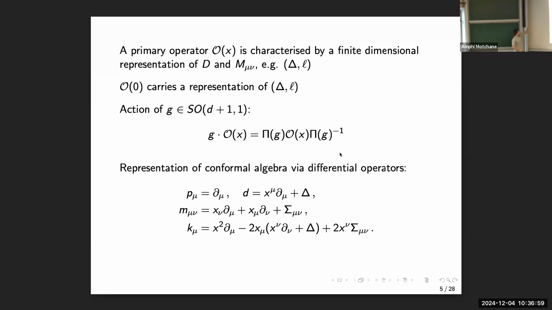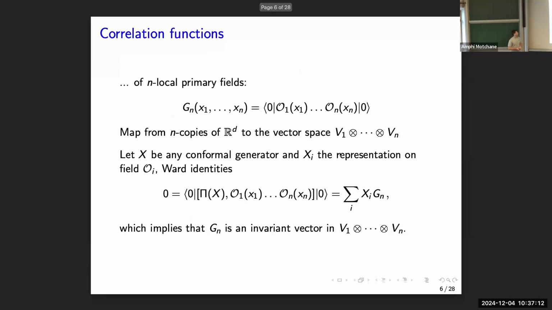we will be interested in these local operators, and we know how they transform, and we know the representation that they have, which is this Delta and L, and this is the way operators act on them. So once we know this, we can go on to the next step, which is correlation functions.